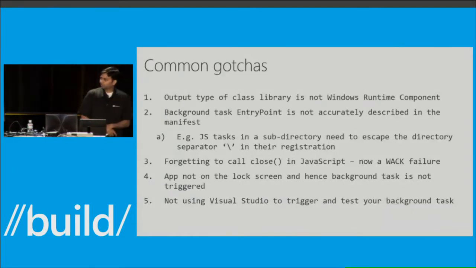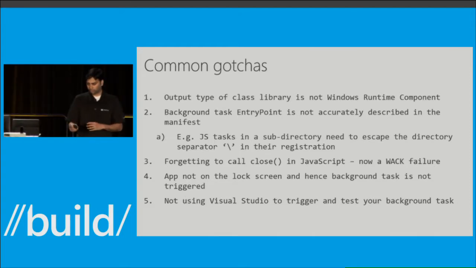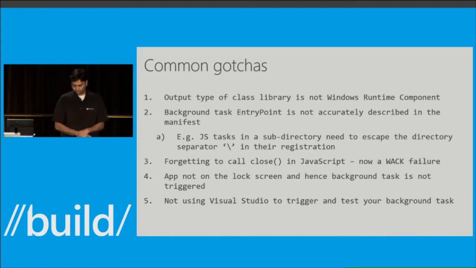Some common gotchas. I'm not going to read through all of these gotchas. The one thing that I would like to call out in there is close. Inside a JavaScript background task, you must call close to indicate that the background task is done. If you don't call close, then we don't think the task completes, and so we will keep your background task running in the system.